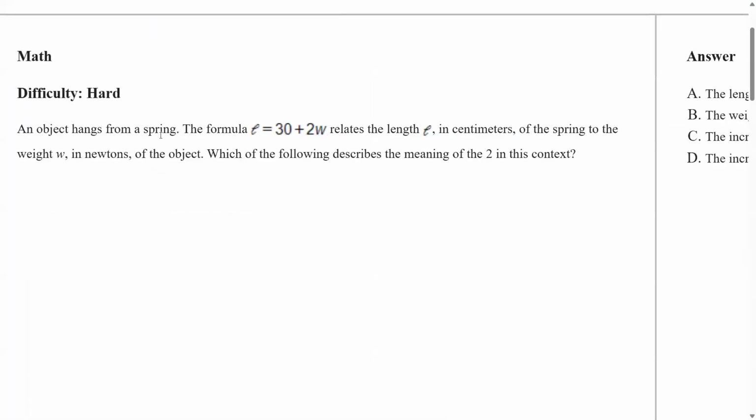An object hangs from a spring. The formula relates the length in centimeters of the spring to the weight. Okay, which of the following describes the meaning of the 2 in this context? Let's read the question again. An object hanging from a spring. Okay. It relates the length, the length in centimeters of the spring, to the weight W in newtons. Which of the following describes the meaning of the 2 in this context?